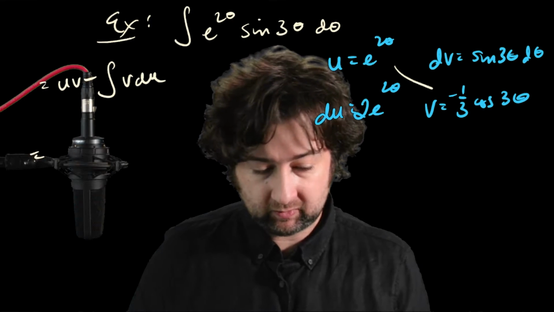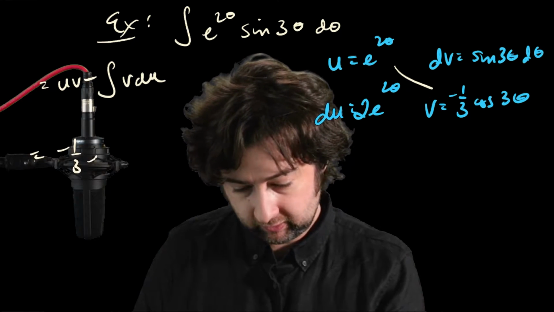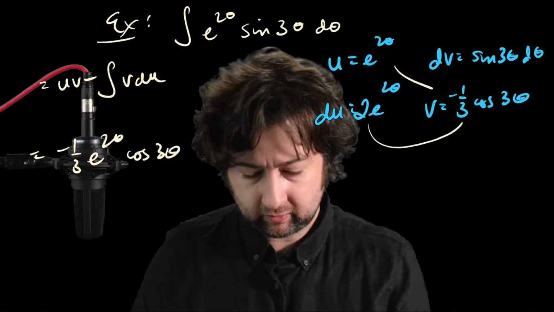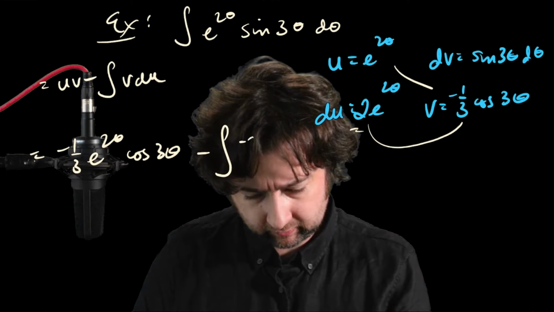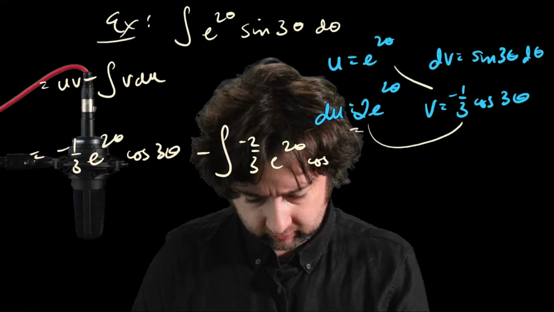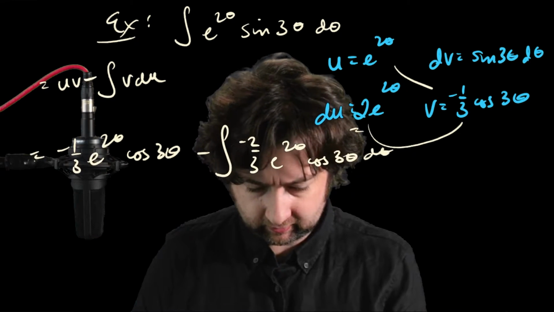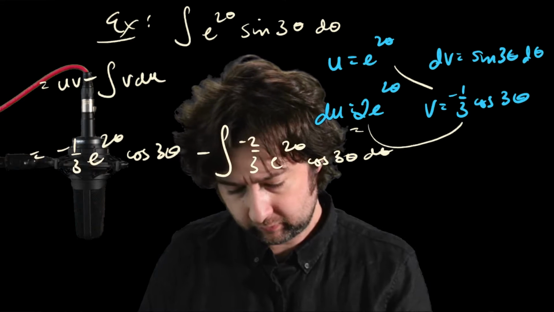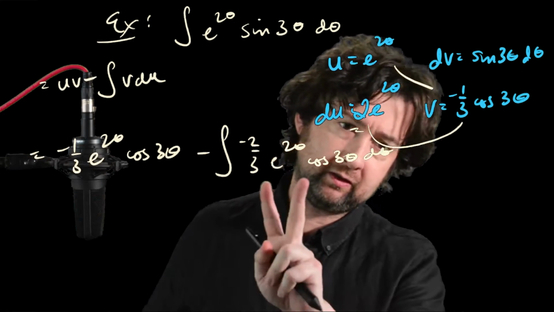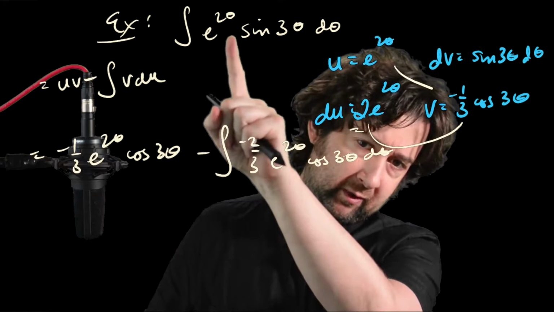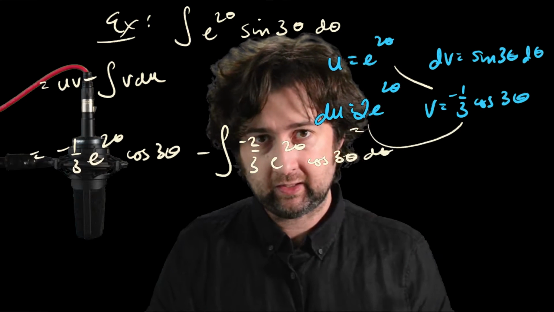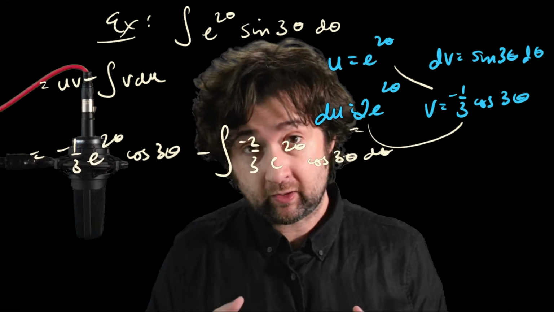Plugging in, if I take u times v, I get minus 1/3 e to the 2 theta cosine of 3 theta. And then this integral: 2 times minus 1/3 is minus 2/3. I get an e to the 2 theta and a cosine of 3 theta d theta. If I really want to, I can pull all of the 2/3 out front, although it doesn't matter so much. Now I'm not done, because I'm hoping to get a copy of my original integral back again. This is one of those algebraic ones where I'm going to solve for the integral in the end. And I'm not done yet, so I'm going to use integration by parts again.